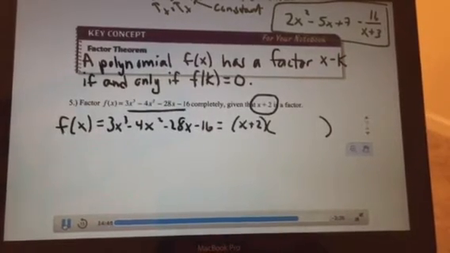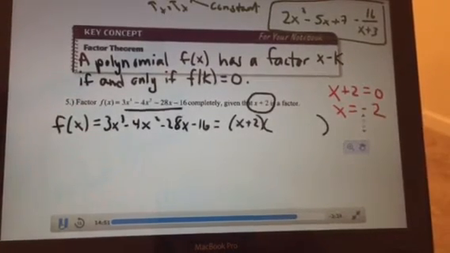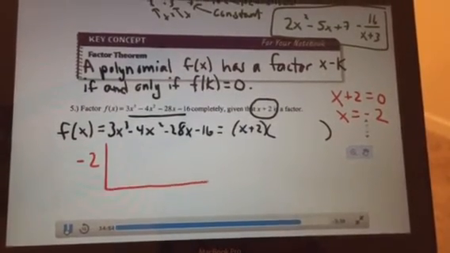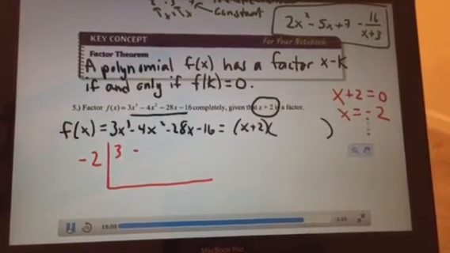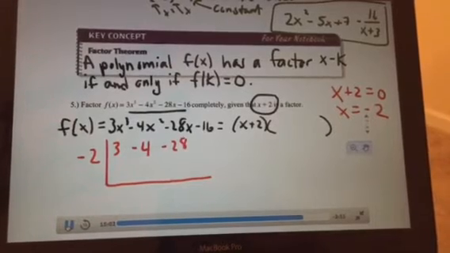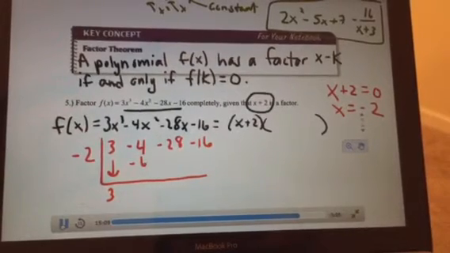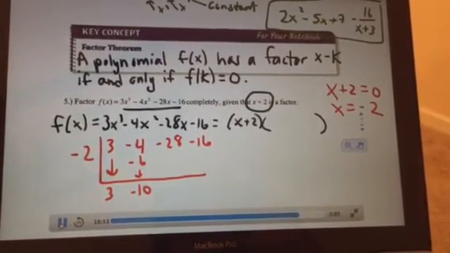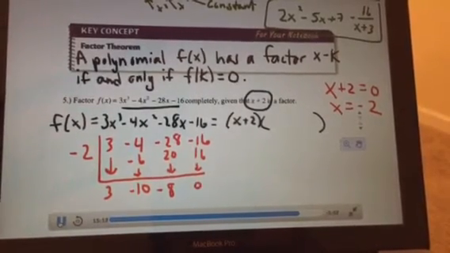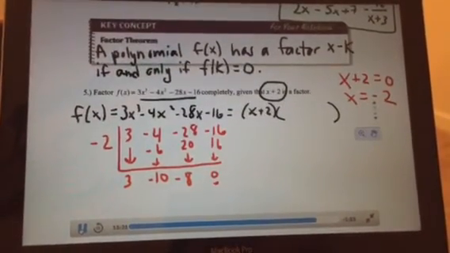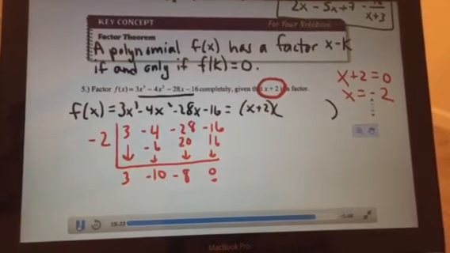So I'm going to use synthetic division. If x plus 2 is a factor, that tells me that negative 2 is the 0. So if I do synthetic division with negative 2, I should get my other factors. I put the negative 2 on the outside. I put in my leading coefficients, 3, negative 4, negative 28, negative 16. Bring down your first term, multiply it by the negative 2, add straight down, multiply, add straight down, multiply, add straight down. A remainder of 0 is good. It means we're on the right track because they told us this is a factor. And if x plus 2 is really a factor, it means it would divide evenly and have no remainder.